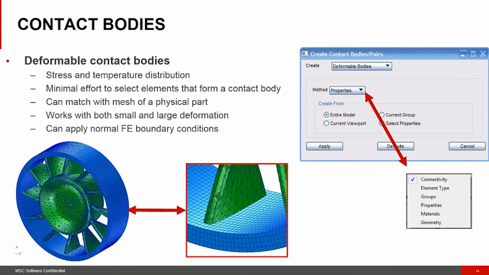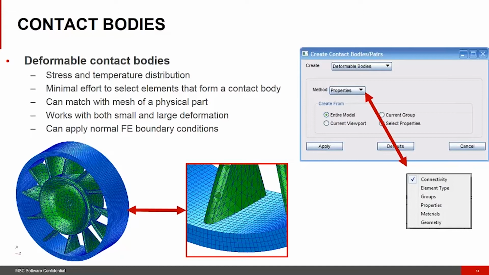Contact bodies are in two types. First, we're going to talk about the deformable contact bodies. These can have stress and temperature distribution, and one doesn't need to select the elements one by one. It just has a minimal effect to select the elements from a contact body. I'll show you how to do this in Patran. There are several methods. You can define it manually, or you can use our Patran automatic contact tool that creates the contact bodies.